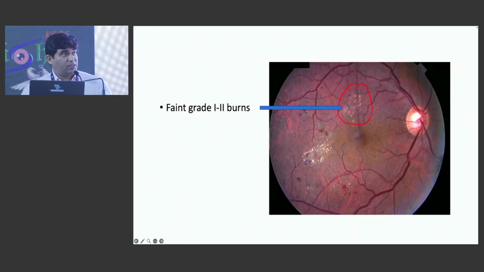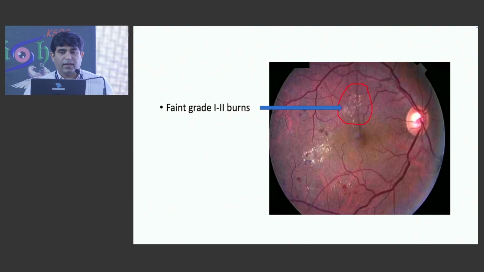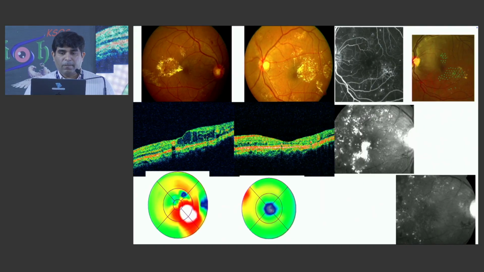And these are the pictures showing faint grade 1 to 2 burns, which are used to blanch the microaneurysms and close the leaking microaneurysms. Direct focal laser with green laser of 532 nanometer or yellow laser with 577 nanometer are ideal for direct focal lasers. Now this is another example, if you can see, following the grid laser, the hard exudate, which is here, has actually reduced following the grid laser therapy. These are clinical examples wherein the focal laser has reduced the macular edema on these OCT scans, as you can see.